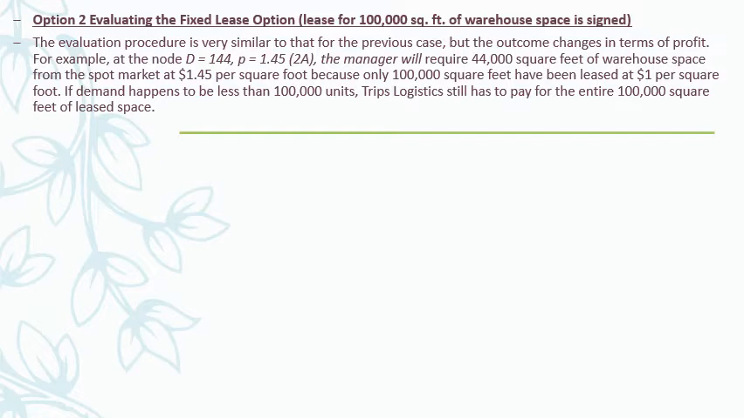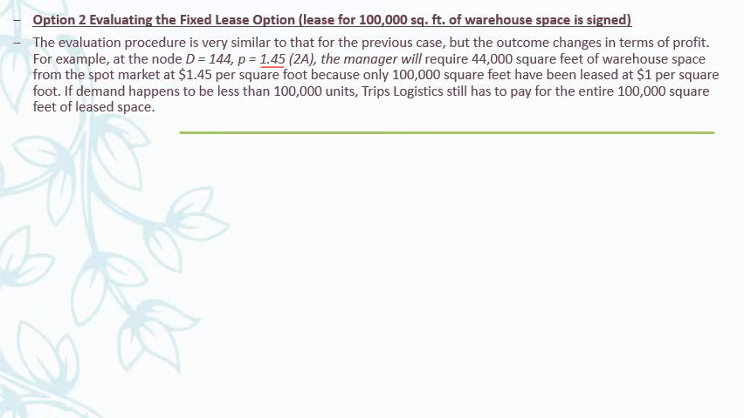See here, what is the condition in option 2? Up to 1 lakh square feet, I will pay at $1 per square foot. Anything extra, if I need, will be paid at the rate of the spot market or the prevailing rate at that particular point of time. So up to 1 lakh, it is rupees 1 per square foot, and anything extra has to be paid at the rate of 1.45, which is the prevailing rate at that point of time.